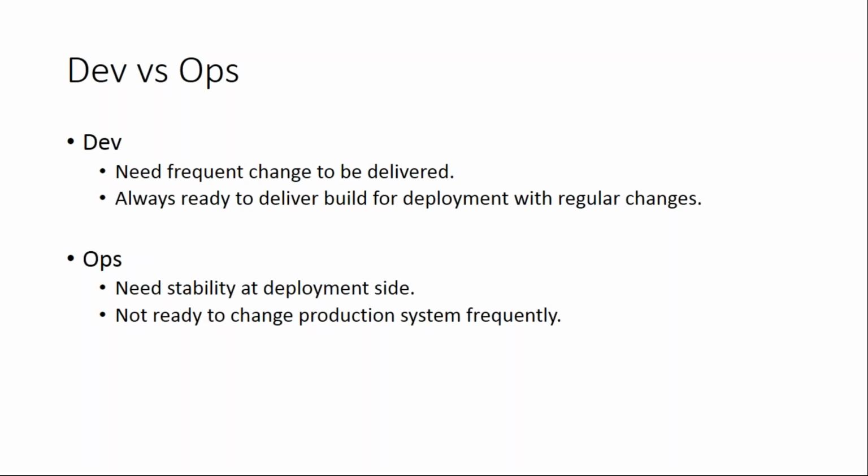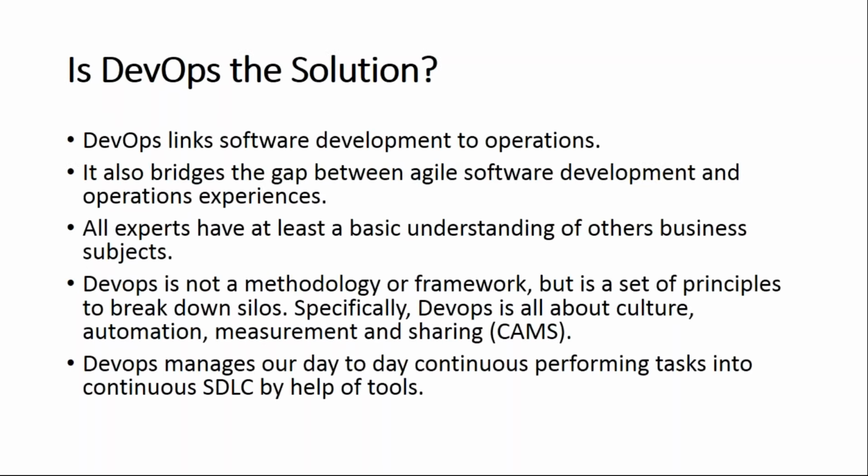So how is it managed in the DevOps process? What the DevOps process does internally is manage some tools, and those tools manage all these processes. So is DevOps a solution? Yes, obviously. DevOps links software development to operation. It also bridges the gap between agile software development and operations experience.